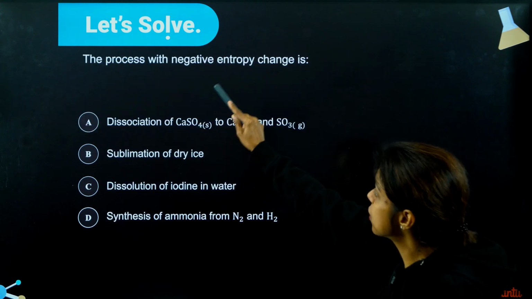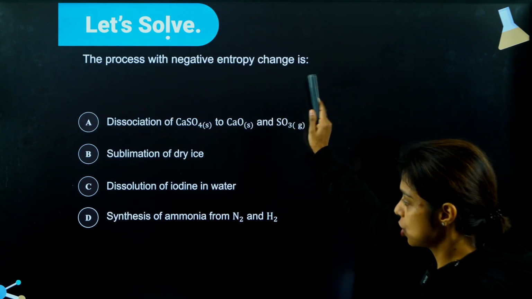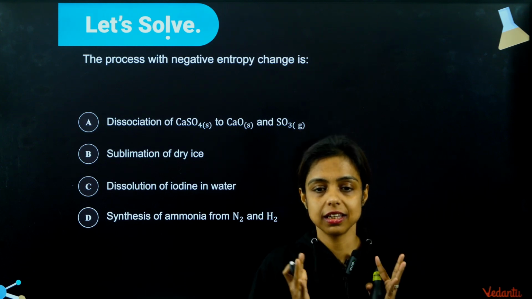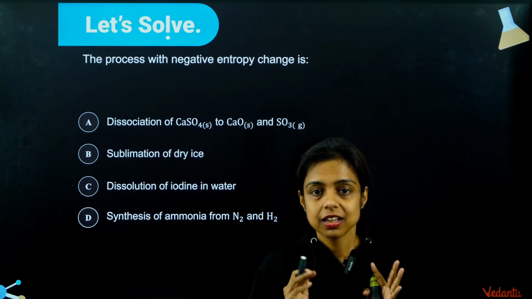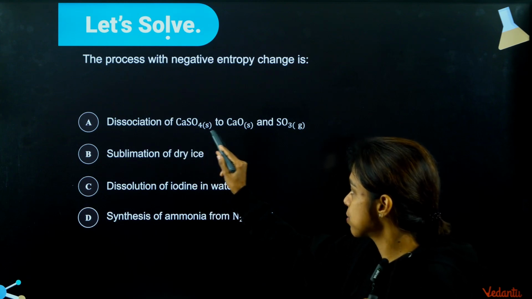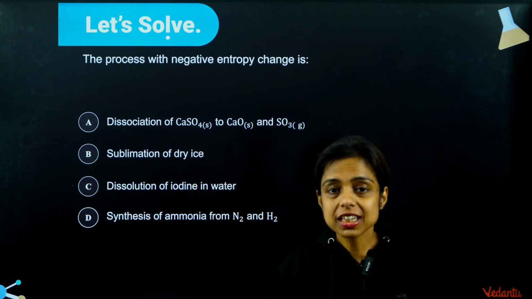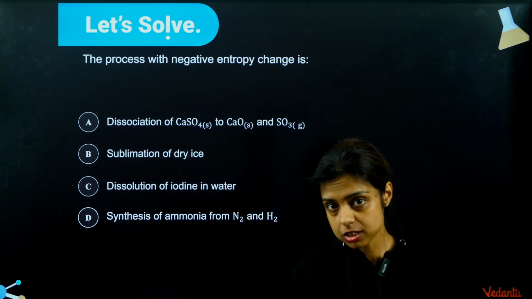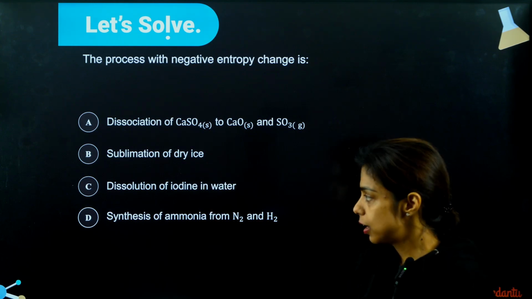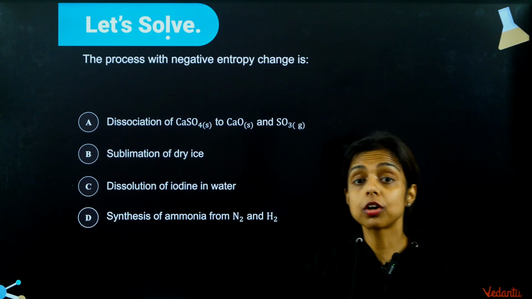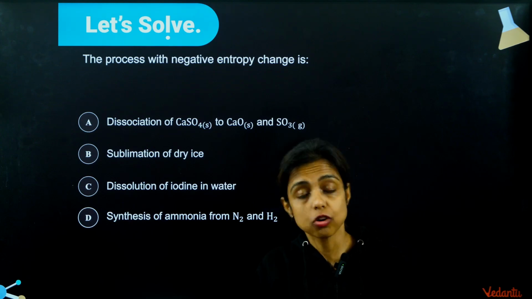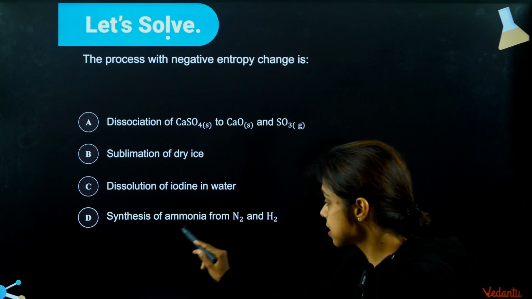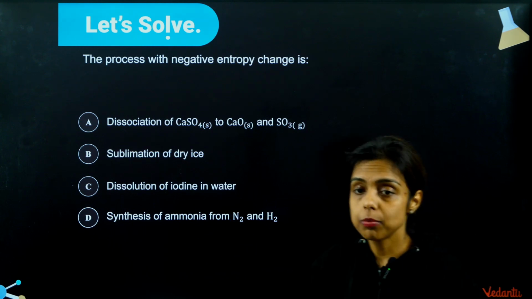The process with negative entropy change. Negative entropy change means the entropy decreased in the process. So first is dissociation of calcium sulfate to this. Solid to gas, if it is forming, then of course entropy is increasing. Sublimation, of course randomness is increasing, entropy is increasing. Dissolution of iodine in water, that is also, iodine is solid, you dissolve it, the randomness of the molecules, the entropy, will increase. Synthesis of ammonia from nitrogen and hydrogen.